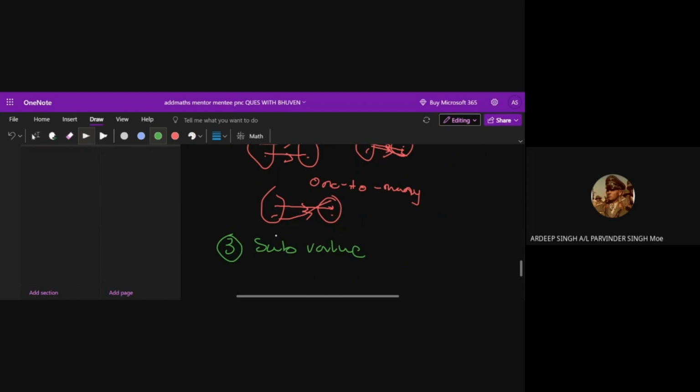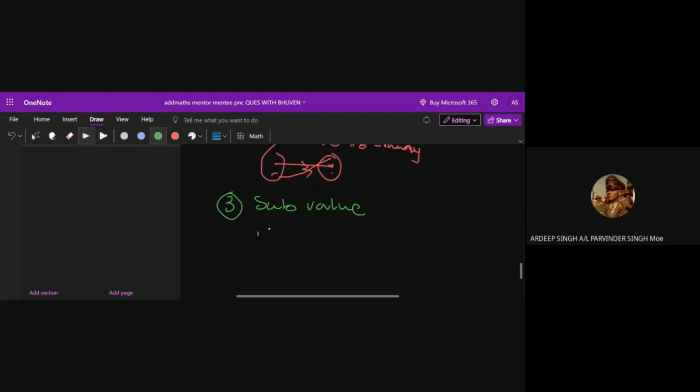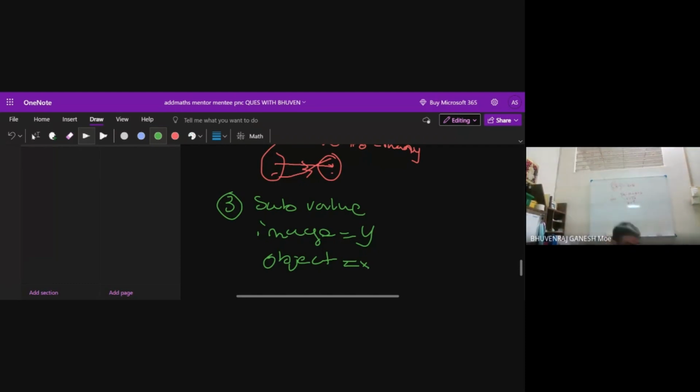Okay, guys, the third one is that normal equation. They ask for the image, right? Image means y. Object means x. You got it? Image means y, object means x. Okay, you understand, right? Can understand. Yeah. Basically, that's what you need for all these questions. It has already been explained. All the concepts are there.